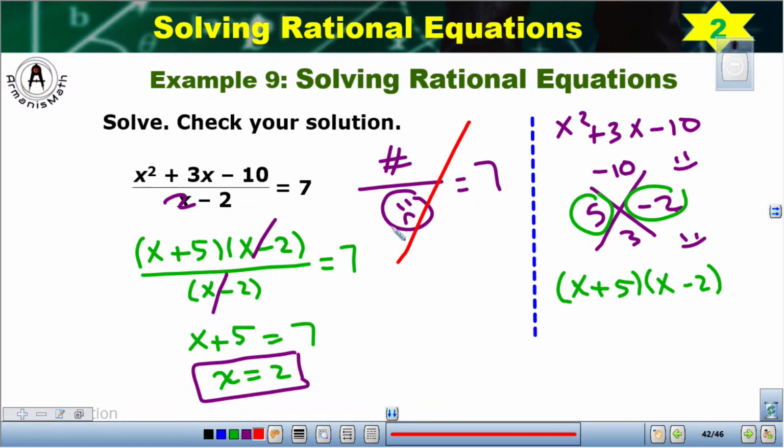Basically, even though you have a solution, it's called an extraneous solution. There's no solution here.